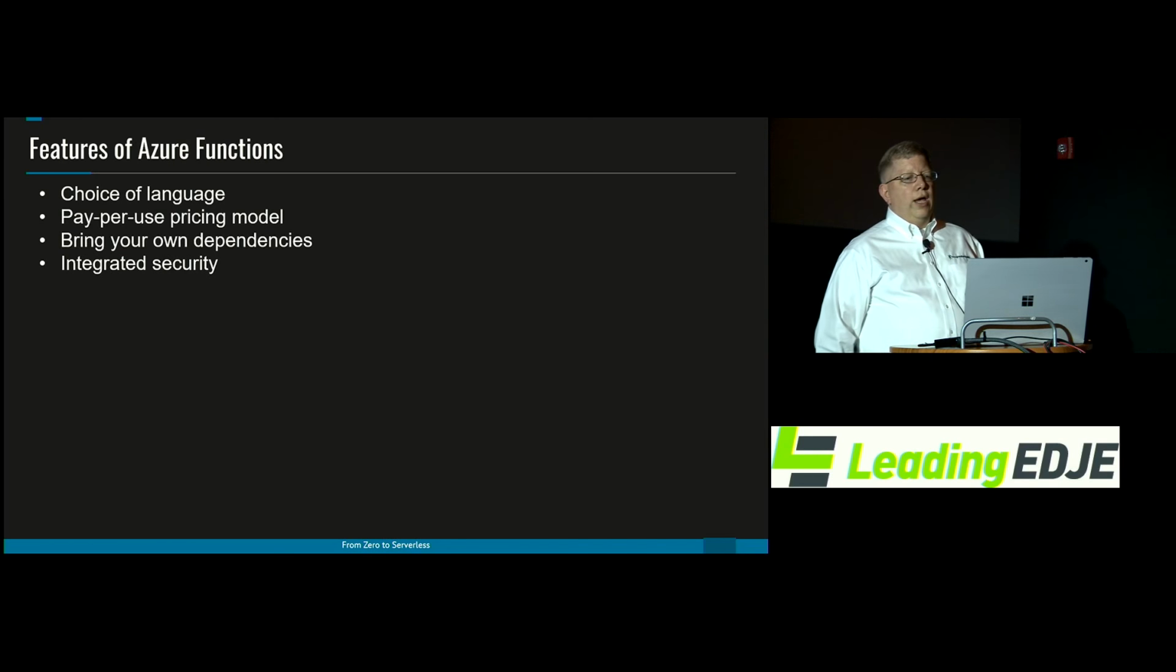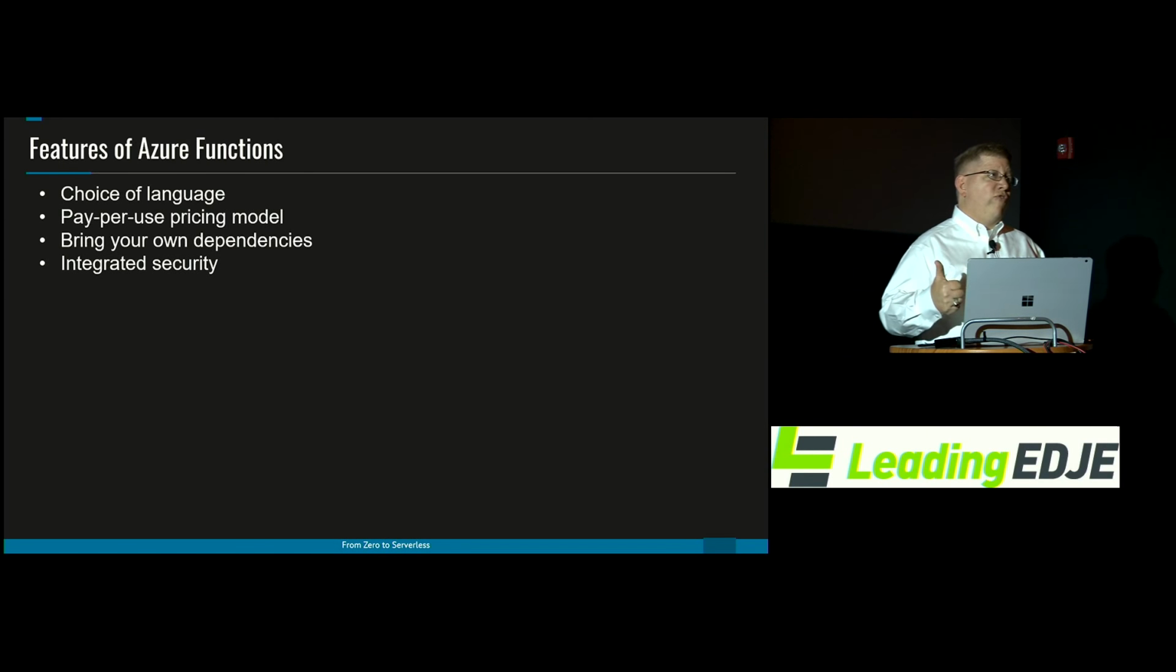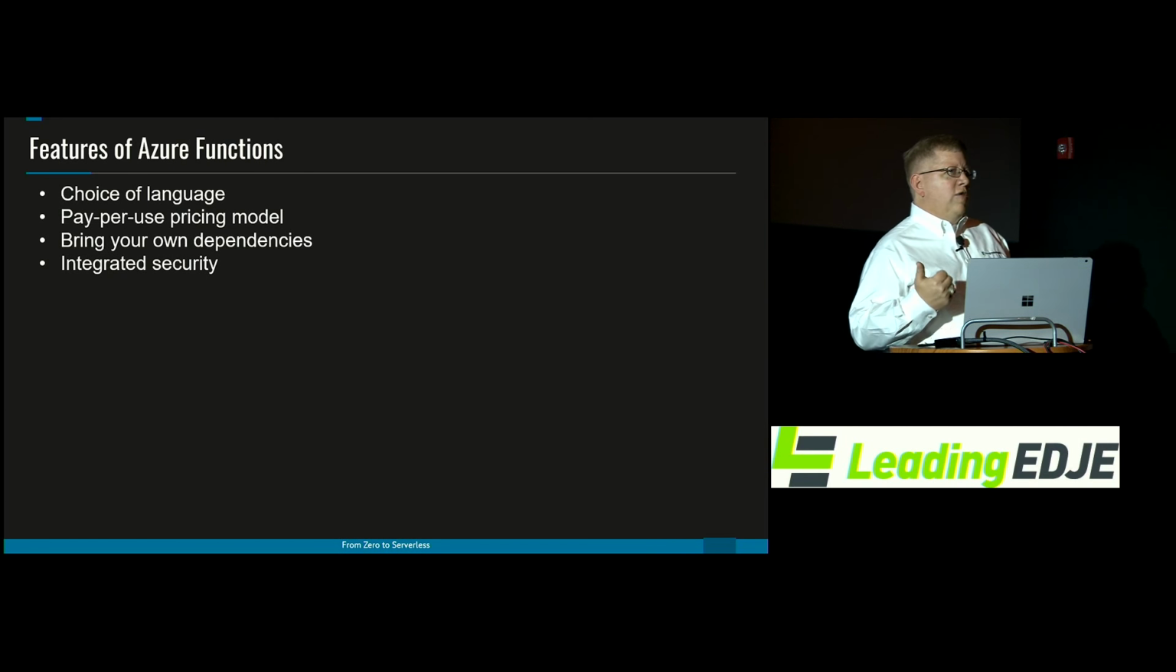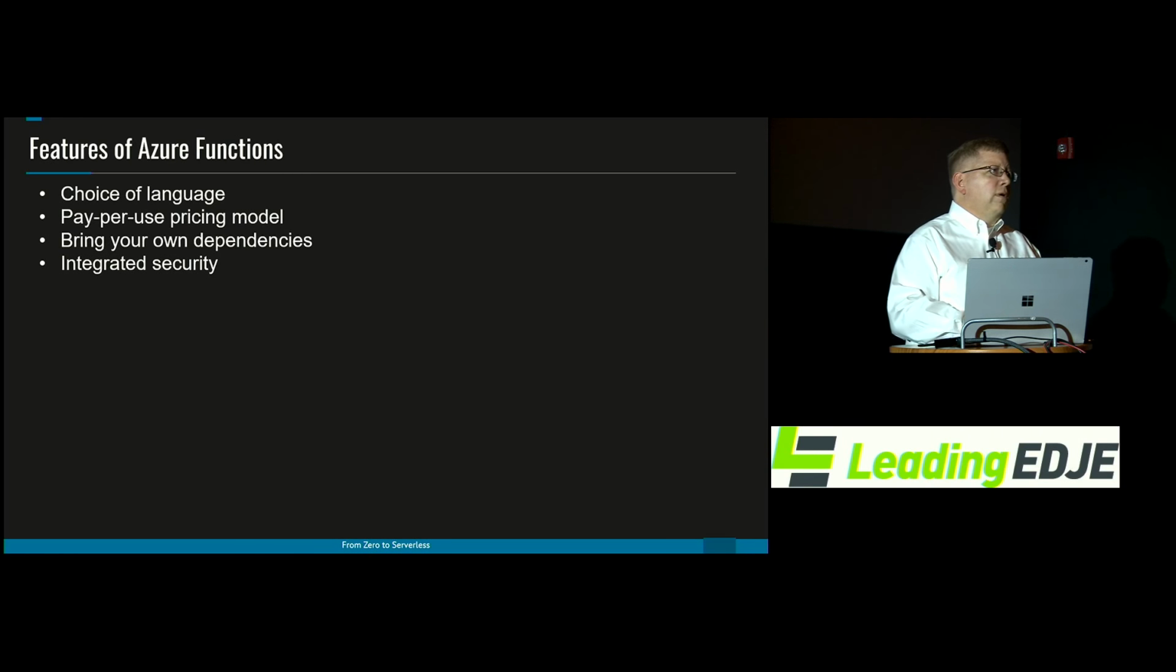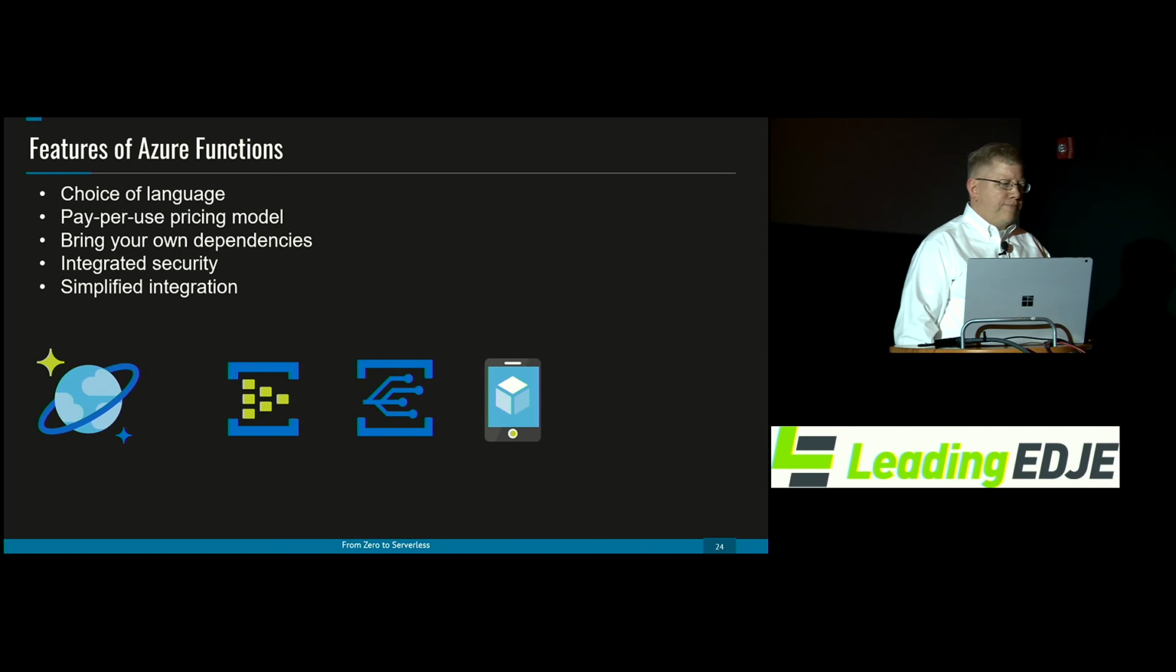Integrated security. If you're doing HTTP trigger functions, which really is probably the bread and butter of Azure Functions, you can do OAuth, so you can use Active Directory, Facebook, if you're really that dangerous to use Facebook. But all those different OAuth possibilities.